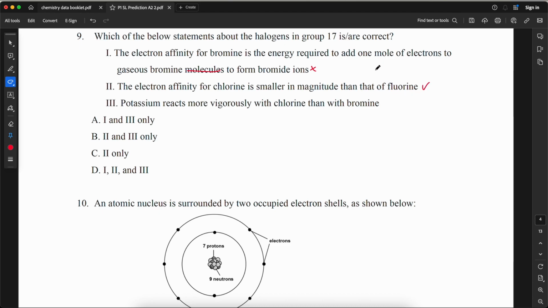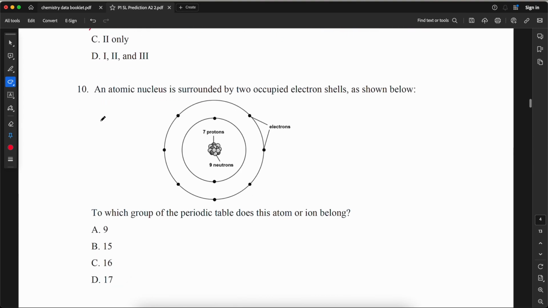Correct. Potassium reacts more vigorously with chlorine than with bromine. Chlorine is more reactive than bromine. That's why it will react vigorously with potassium, because chlorine is more reactive than bromine. So the answer will be B.